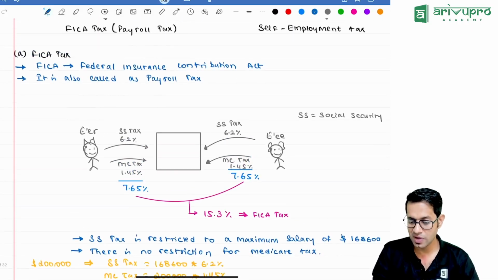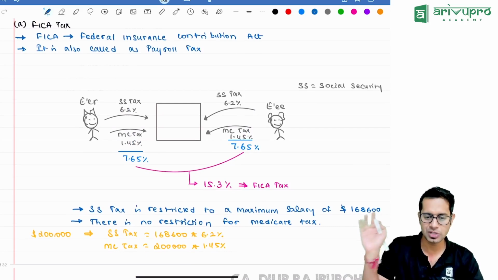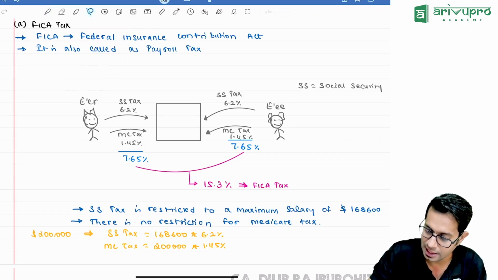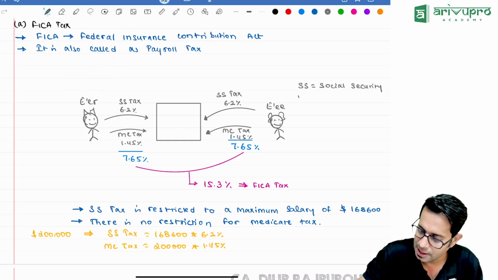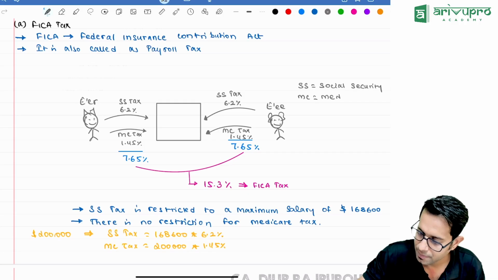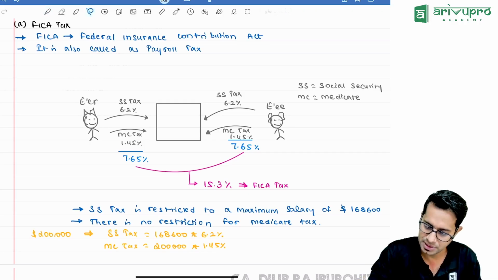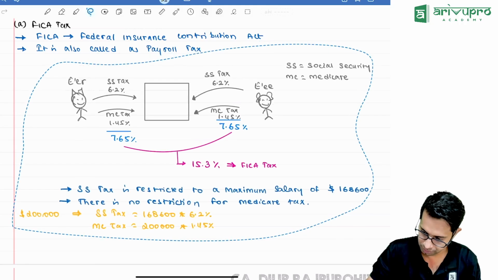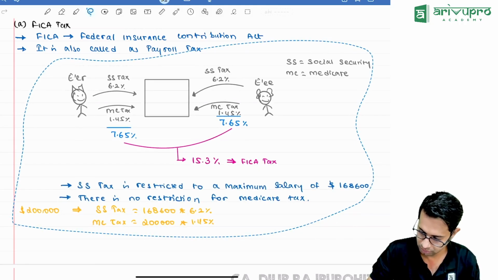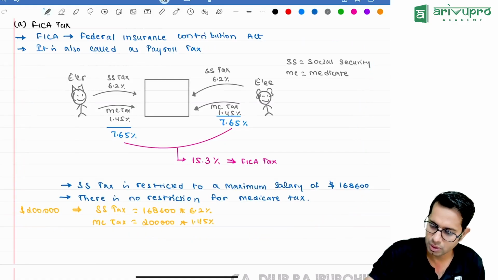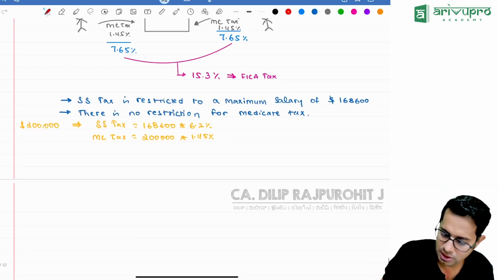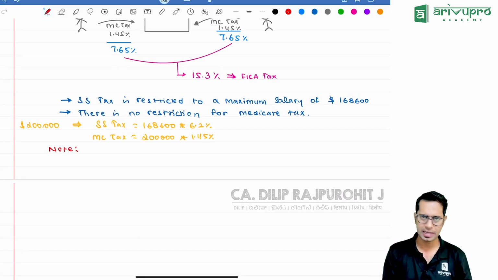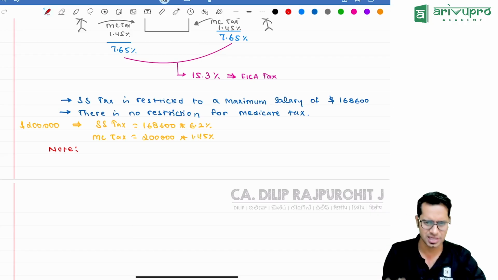Now here, one very important point. I hope this point is very clear to you all. Now the lawmaker says your Medicare tax amount will be increased after a certain limit. Medicare tax, MC is Medicare. So once your income crosses a certain limit, your Medicare tax contribution will be increased by a certain percentage. What is that limit, etc.? We'll study from the material.